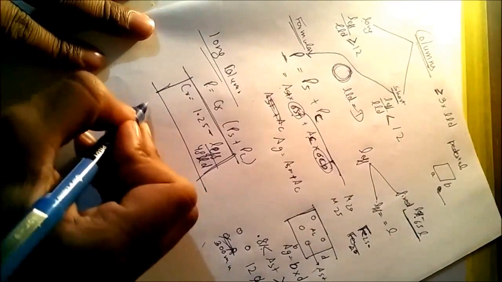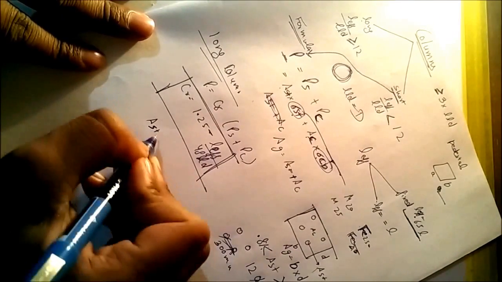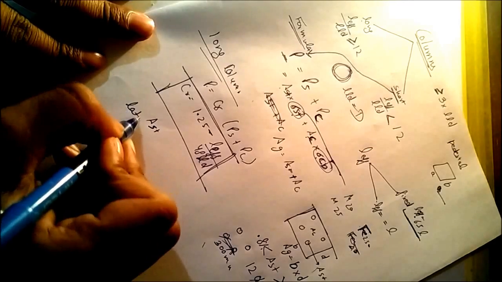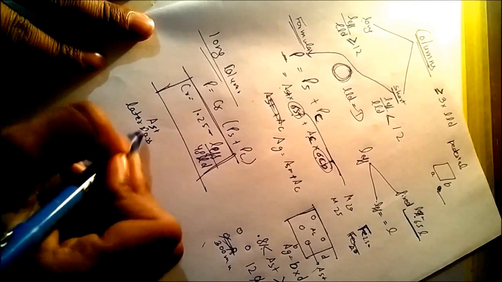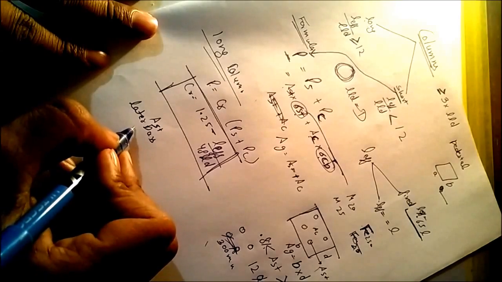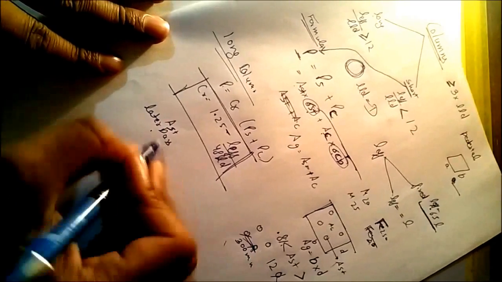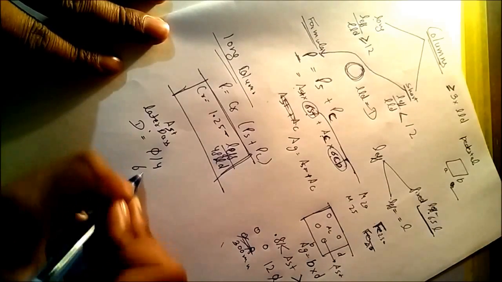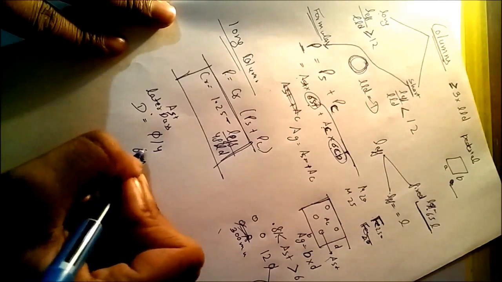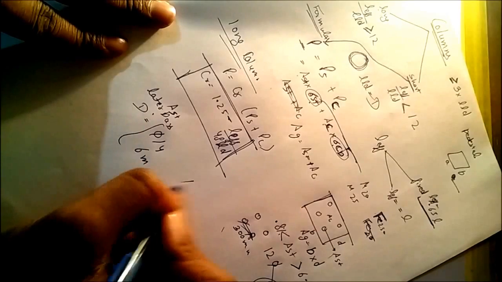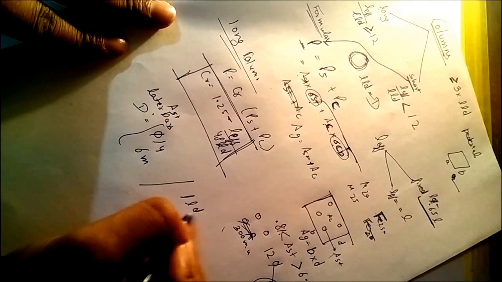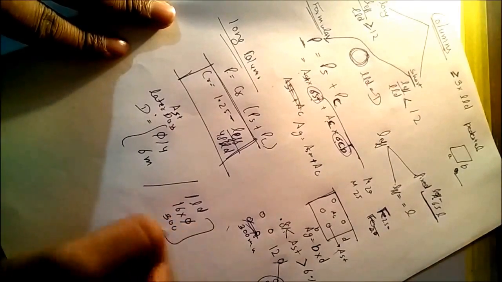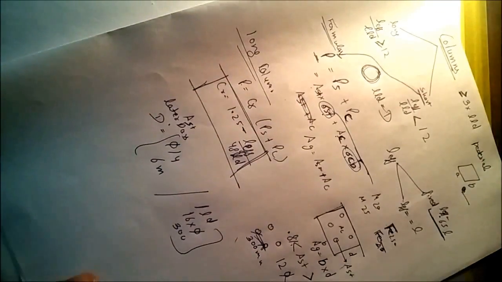Then after finding A_st, we assume the lateral bars. The diameter of the tie we can take as phi by 4 or 6 mm. These are 6 mm, 4 mm, 8 mm generally, and the spacing will be the least lateral dimension, 16 times phi, or 300 mm. These are the simple things.